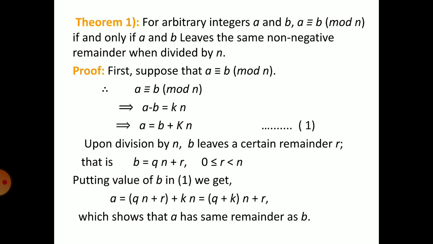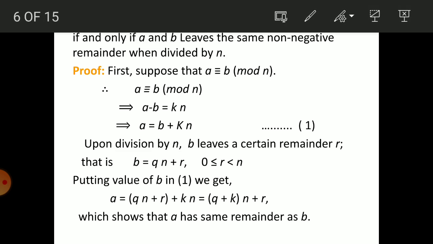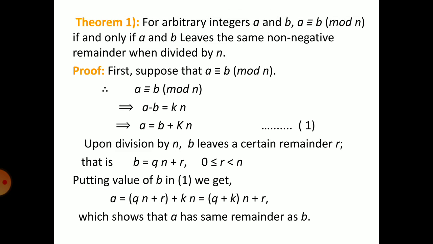Theorem: for arbitrary integers a and b, a is congruent to b mod n if and only if a and b leave the same non-negative remainder when divided by n. Try to understand the meaning of the statement.